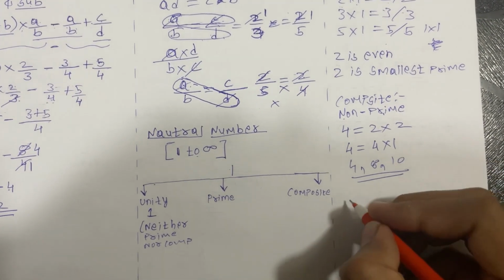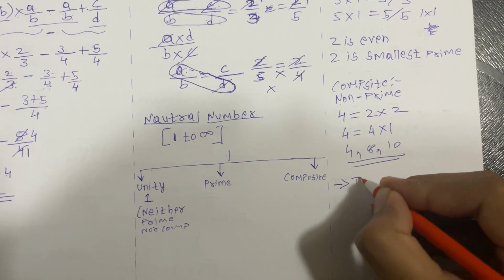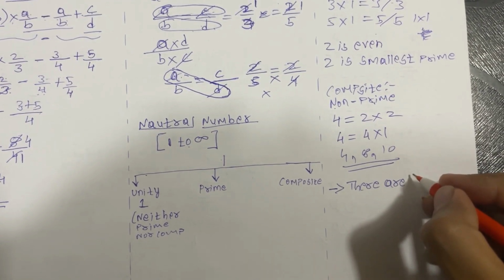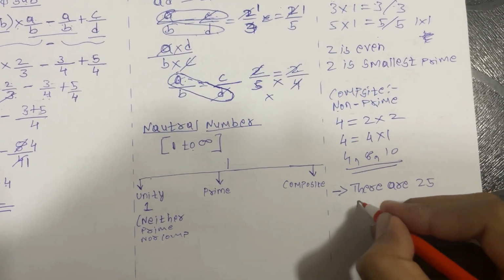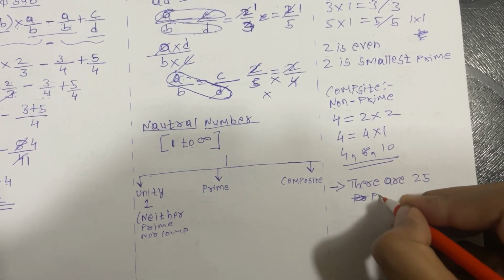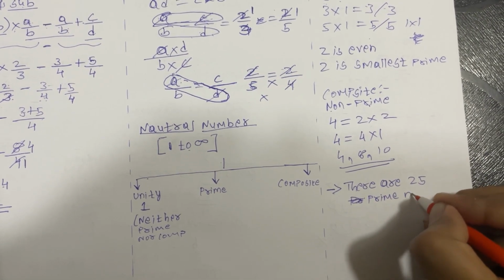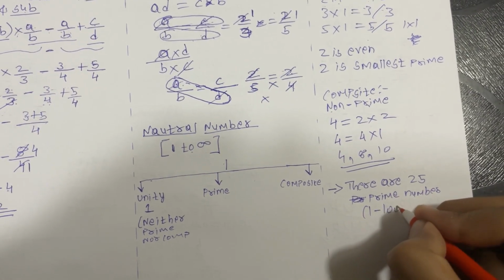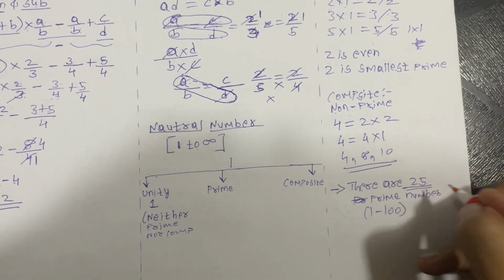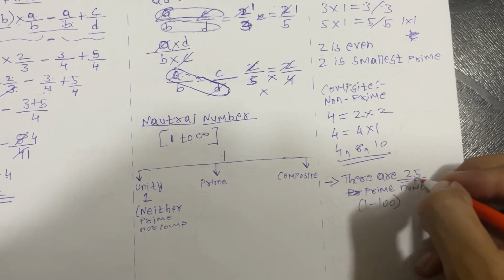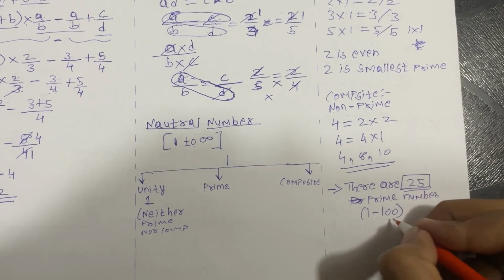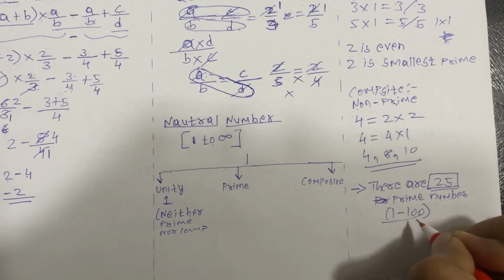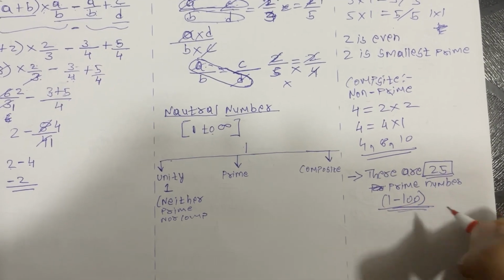And another thing: there are 25 prime numbers between 1 to 100. Okay, so keep this in mind. So there are 25 prime numbers between 1 to 100. This is more important, and this is the end of today's topic and lecture.